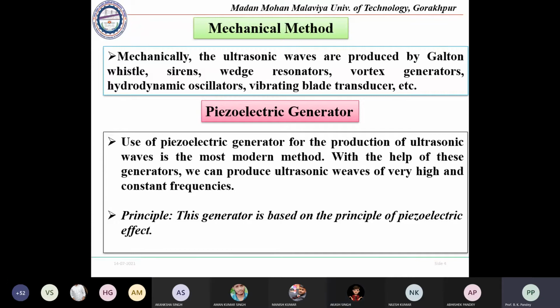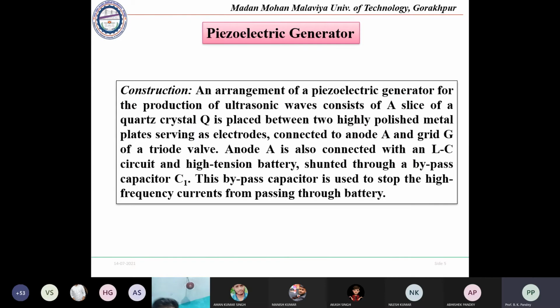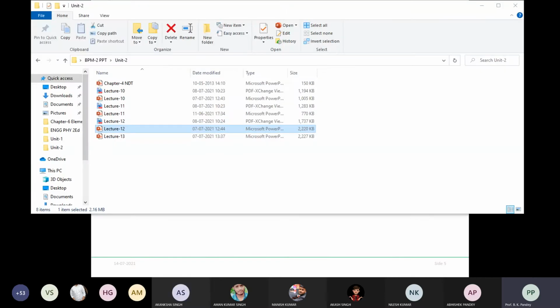So what is the basic principle to produce this high frequency wave having its constant range? That is the piezoelectric effect. This generator is based on the principle of the piezoelectric effect. So what is the construction of the device or the circuit that we are using there?